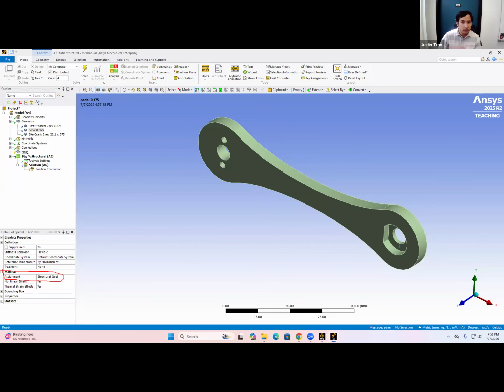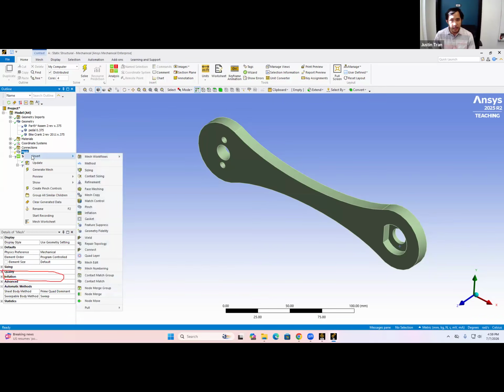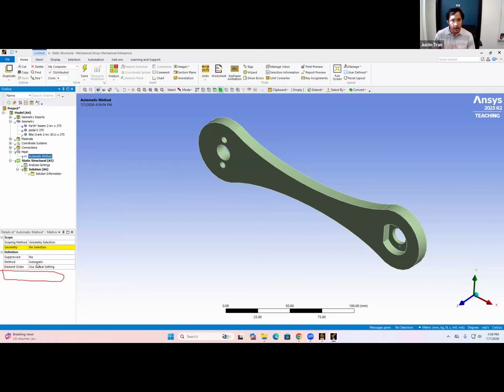So remember to make a mesh modification object, you're going to right click on mesh, you're going to insert. First one we're going to add is a method, right? And so that's going to allow us to choose the order and the shape of the elements. Make sure to apply this to the entire geometry, right? So I'm going to left click on the geometry, hit apply here.